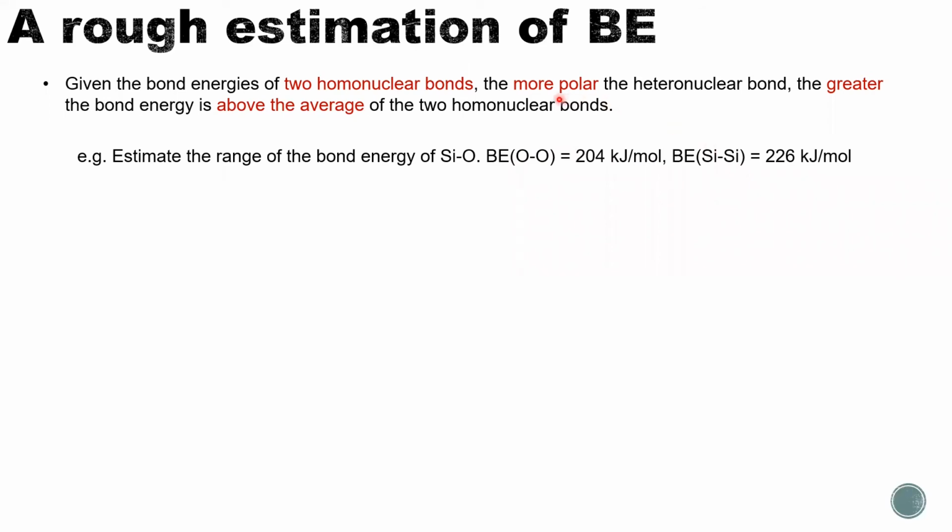The more polar the heteronuclear bond is, so the more polar the Si-O bond is, you pick one atom from each homonuclear bond and make them a heteronuclear bond. The more polar Si-O is, the greater this Si-O bond energy is above the average of the oxygen-oxygen and silicon-silicon bonds. So with that, you may take out a scratch sheet and try to work out this problem by yourself.